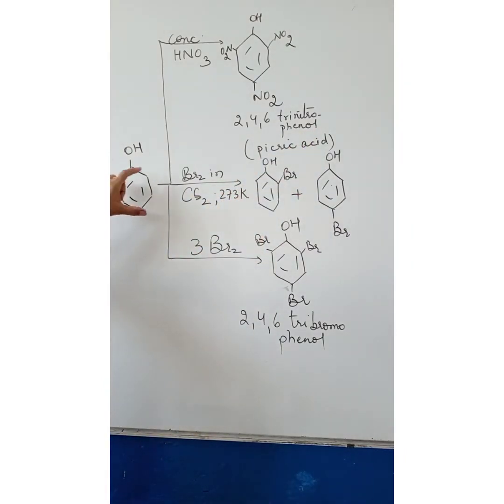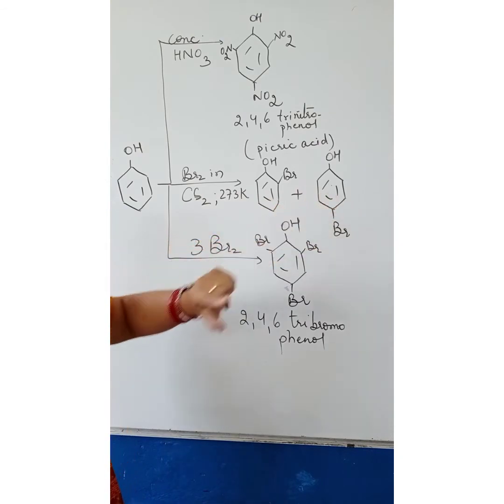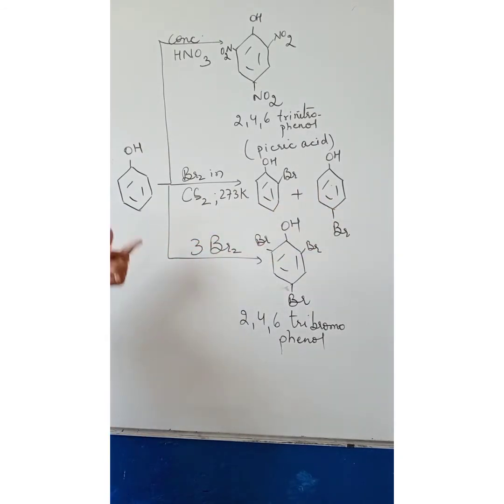When phenol is treated with bromine in carbon disulfide at 273 Kelvin, it gives a mixture of orthobromo and parabromophenol. When phenol is treated with 3 molecules of bromine, it gives 2,4,6-tribromophenol. Another very important reaction which phenol undergoes is the esterification reaction.